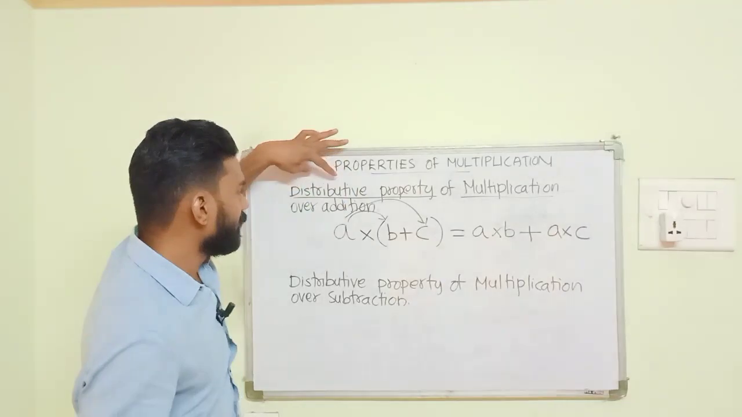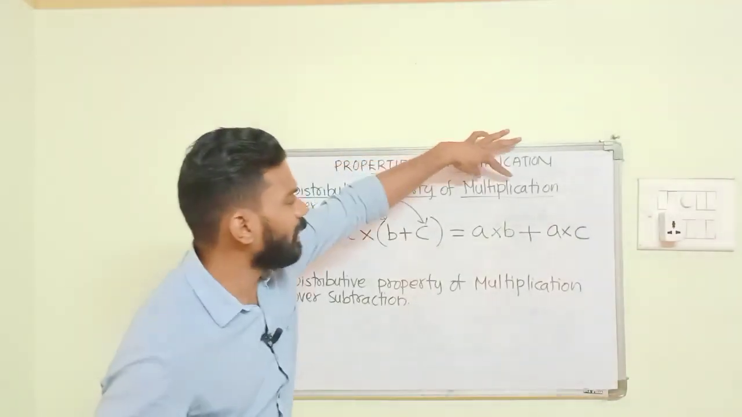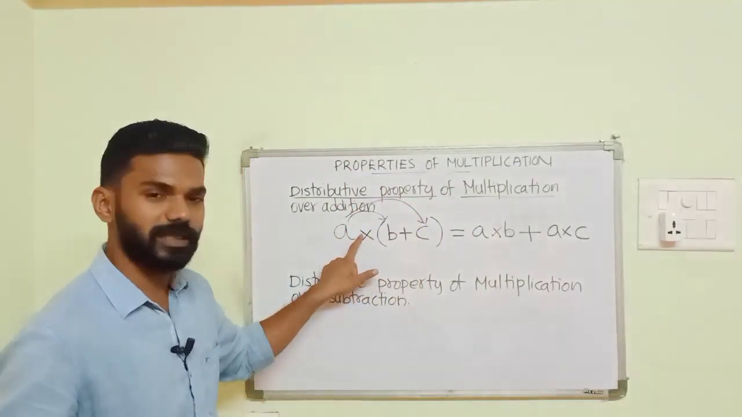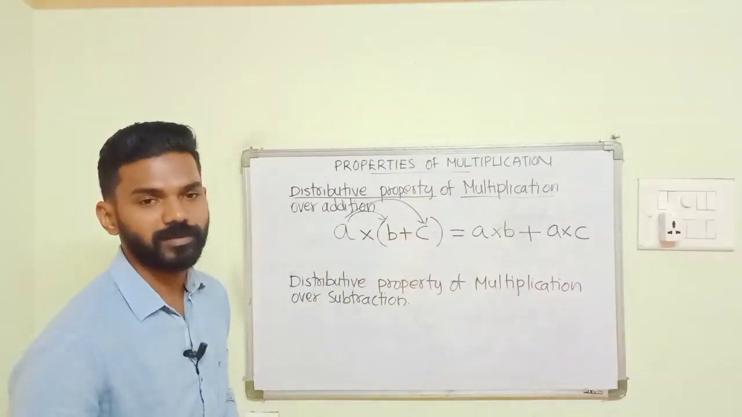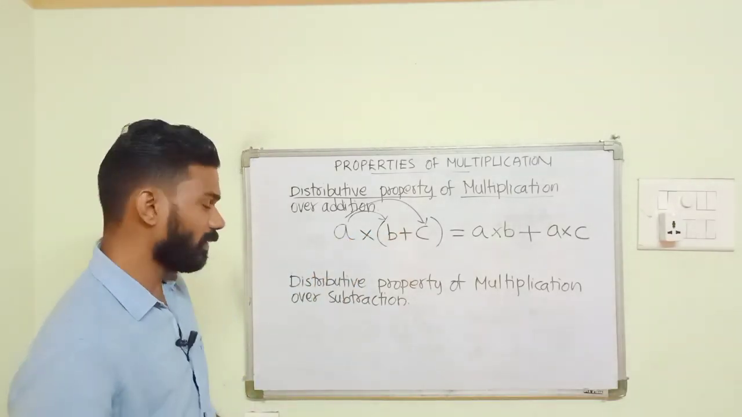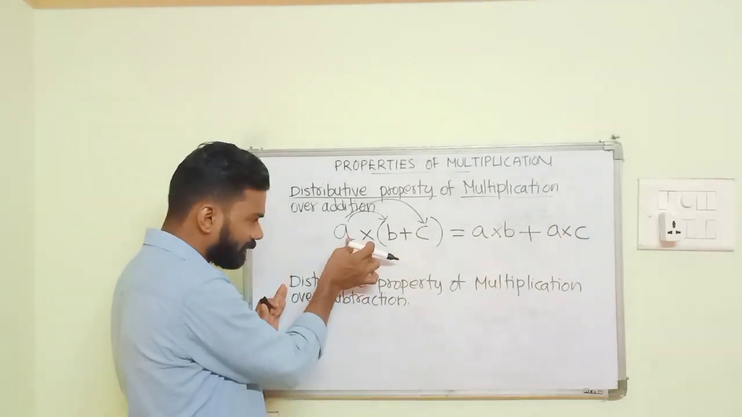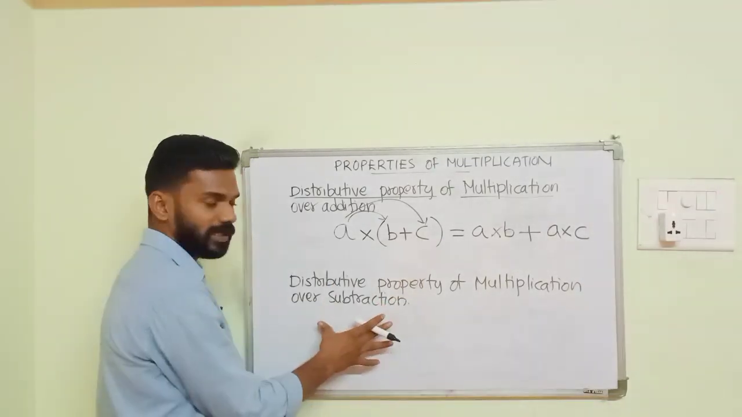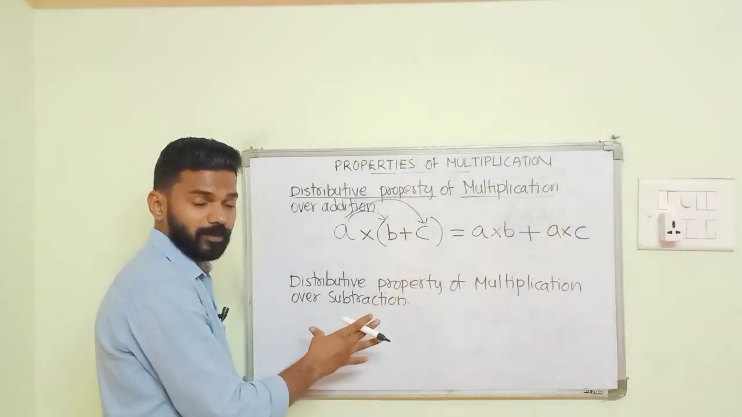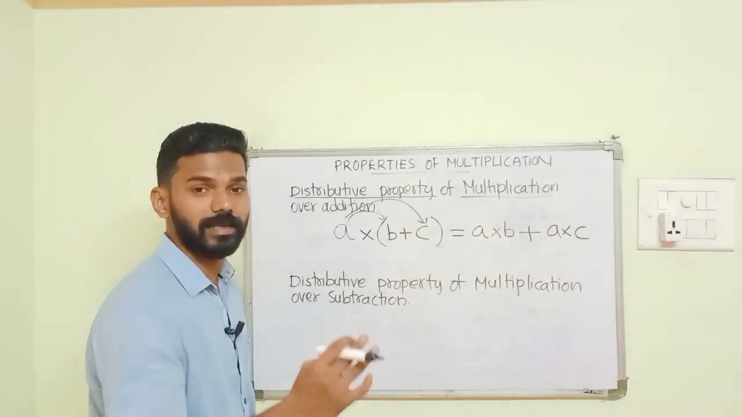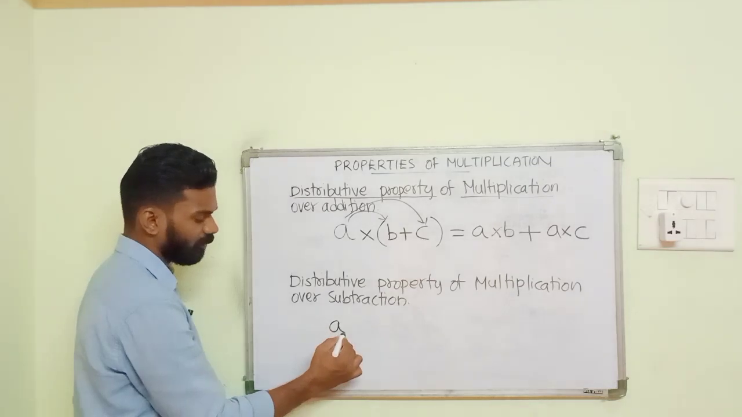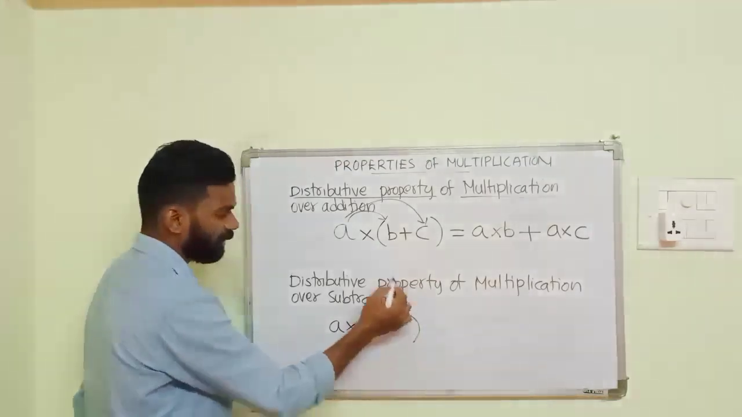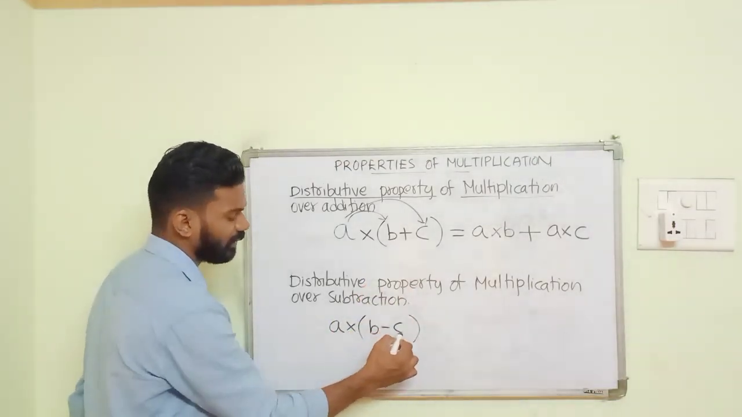This is called the distributive property of multiplication over addition. Just like this, we can consider the distributive property of the same multiplication over subtraction also. So how can you say the distributive property of multiplication over subtraction in general? You need to take a number A, then it has to be multiplied with a subtraction, and the subtraction will be B minus C, like this.